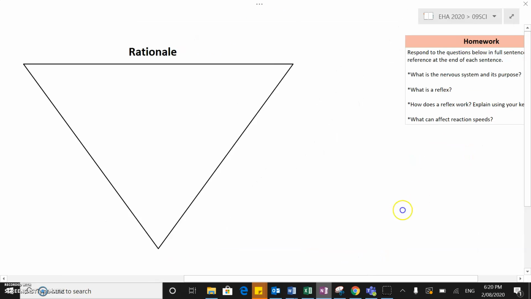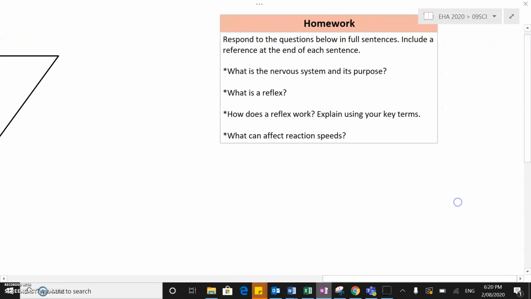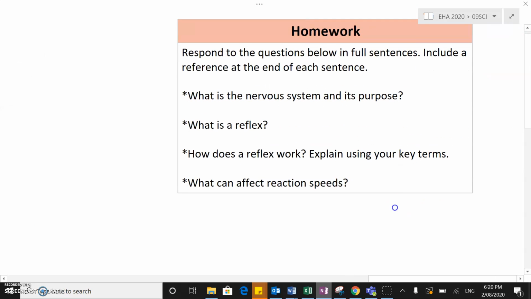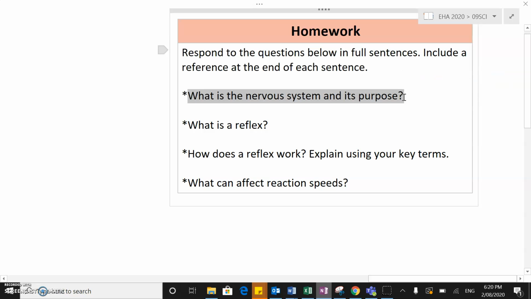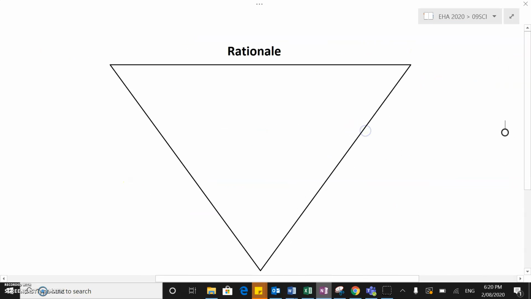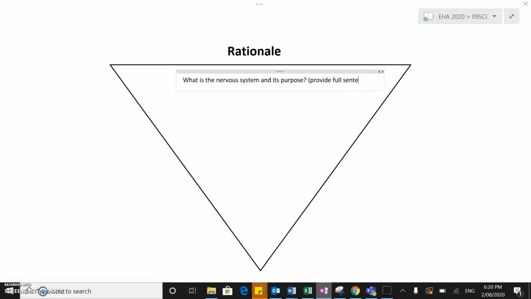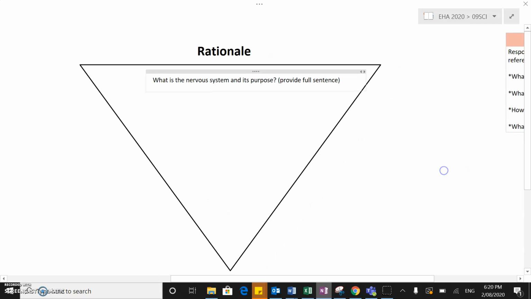Funnily enough, if you go back a few lessons ago, your homework actually gives you a really good basis and structure for your rationale. The broadest topic that you should be discussing is the nervous system. Without the nervous system, we wouldn't have our reaction times. So if I copy and paste that over, I'm going to pop that in the very top of our triangle because that is the broadest topic that we will be discussing. So what is the nervous system and its purpose? If you provide full sentence answers to all of these questions, then you'll basically have written your rationale. You'll have a really nice structure to start with.